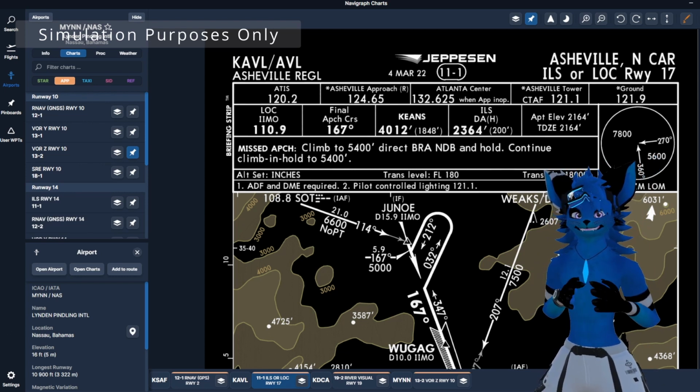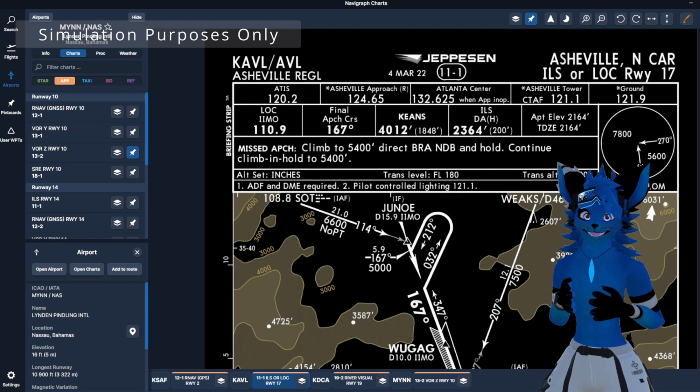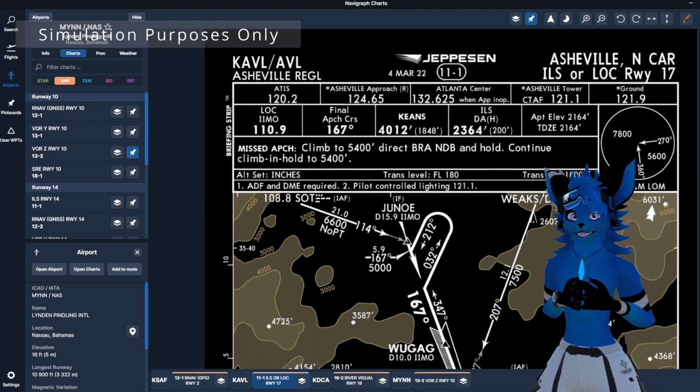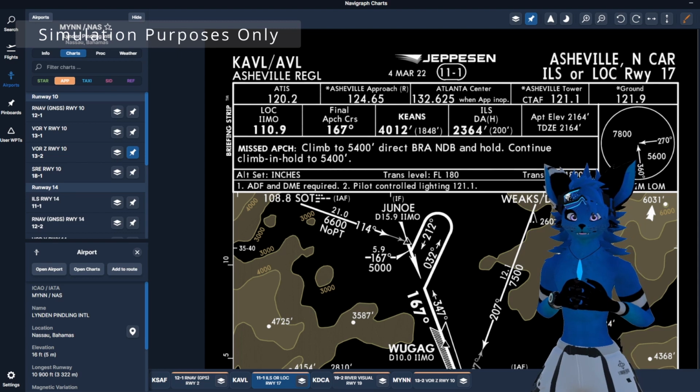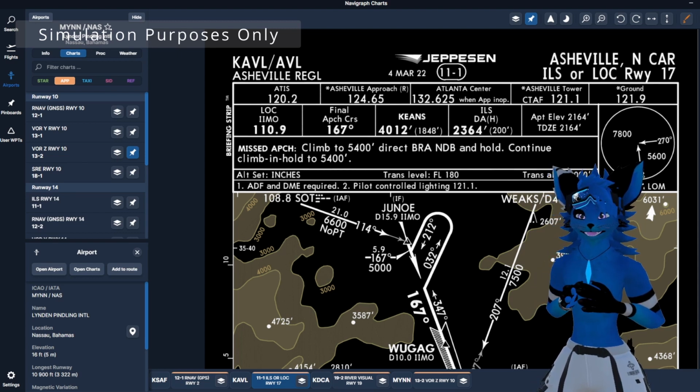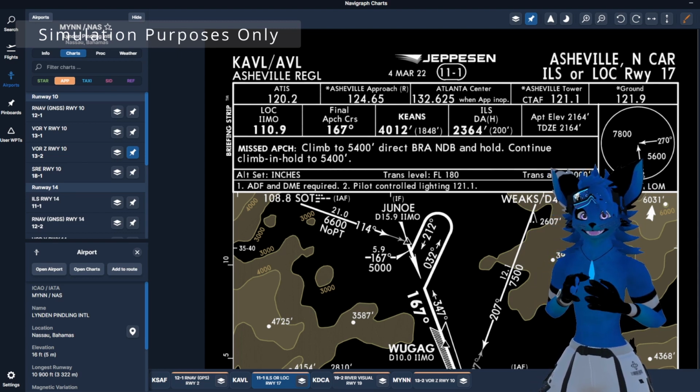The row beneath that is some information about the approach that we are going to load into our plane. So we have our localizer, which is 110.9. That's the frequency we're going to set into the aircraft's navigation radio. And our final approach course is 167 degrees. We're going to set that into the airplane's course selector. That way we can properly track the localizer.